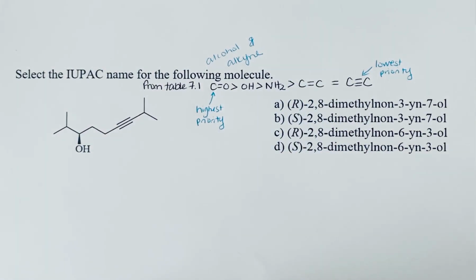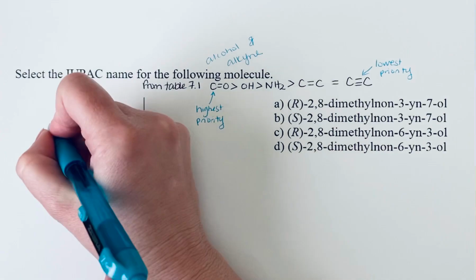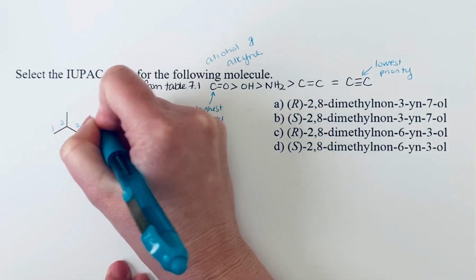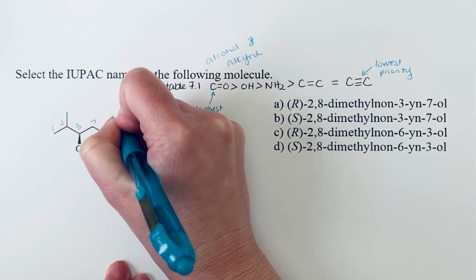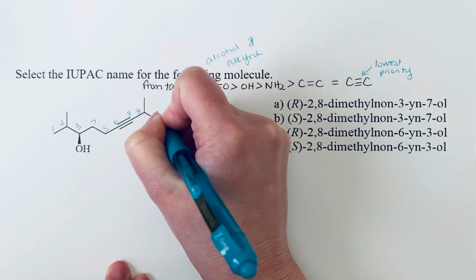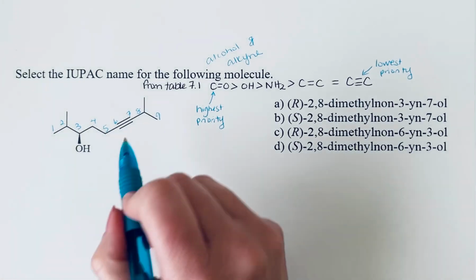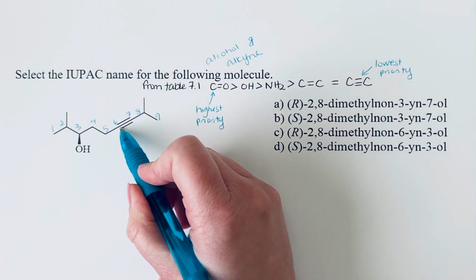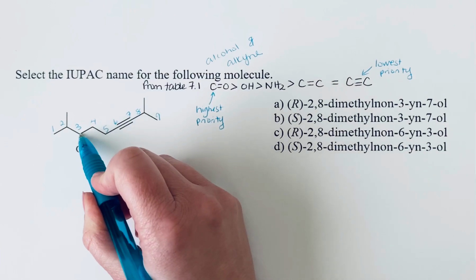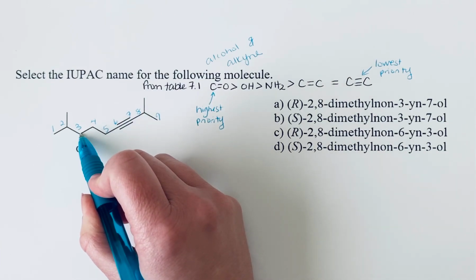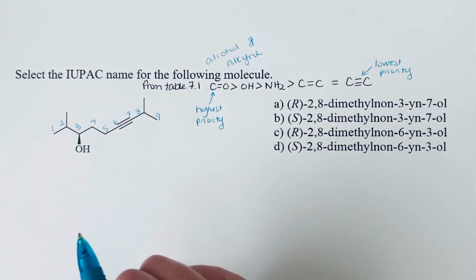So for this example, we will number to give the alcohol the lowest possible number, which means we will start numbering on the left. So this gives us 9 carbon atoms in our parent chain. We see that the alkyne starts at carbon 6 and our alcohol is at carbon 3. The alcohol has the higher priority, so we will put that at the end of our name.